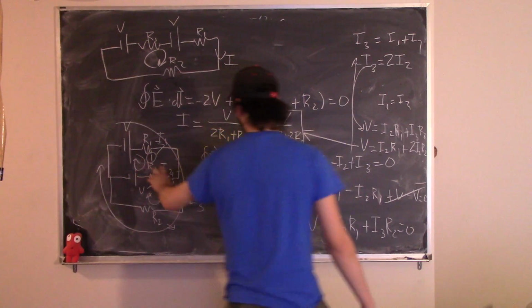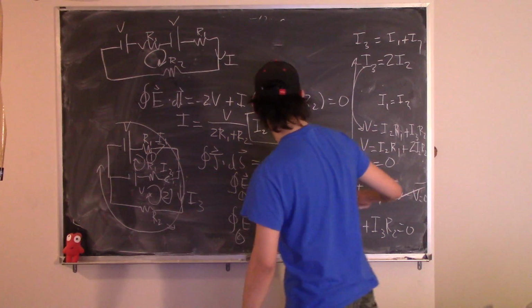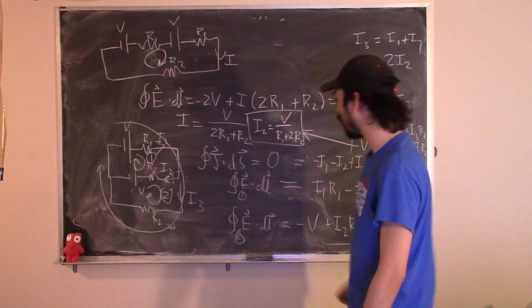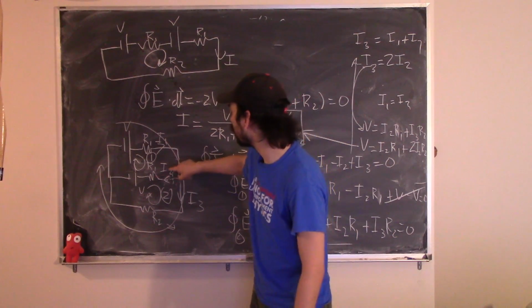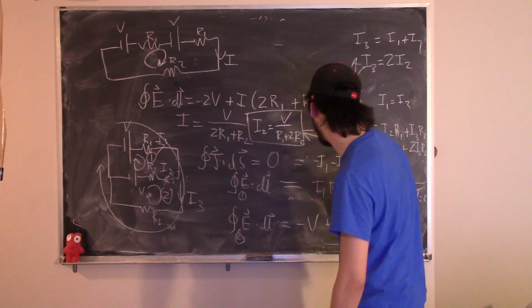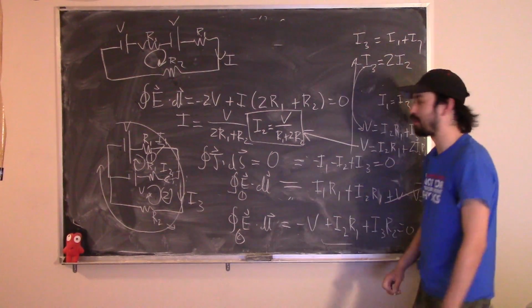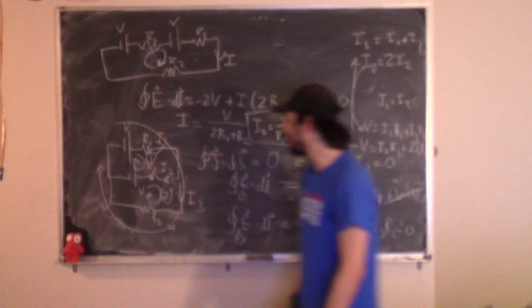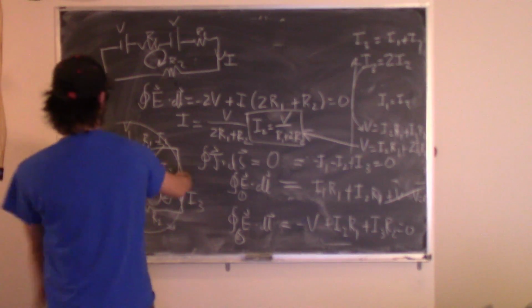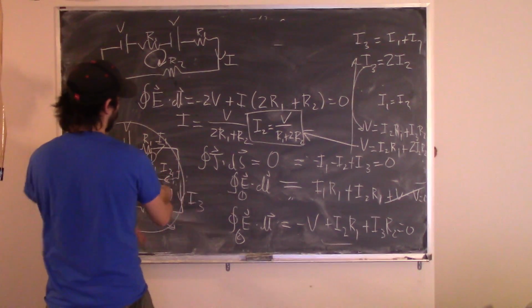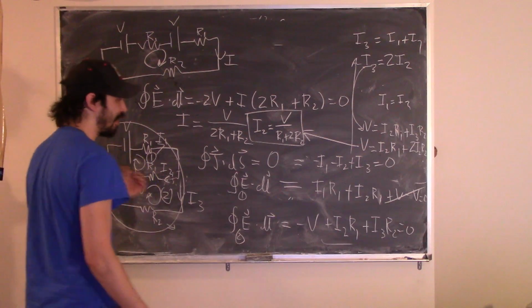But what that's going to change is when I evaluate the loop. Say now I say I2 goes that way. When I evaluate loop 1, that's going to make this plus instead of minus, right? Because if I go around loop 1, now the loop is in the same direction as the current if I redefine it going to the left.